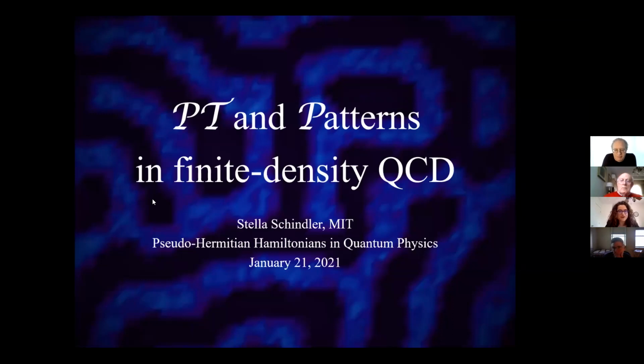I know this sounds like a very random collection of topics to put together: PT symmetry, pattern formation, finite density QCD. But it turns out they're all intimately related, and we're going to find out that there are pattern-forming phases in effective models of finite density QCD that arise from PT symmetry.